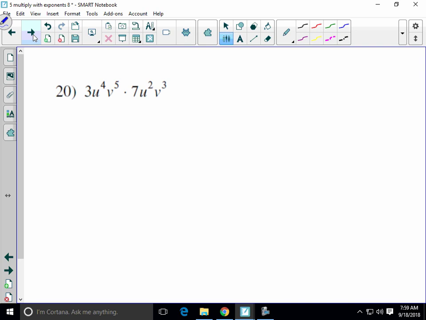Okay, and here's one more that we'll do together. Coefficients first. 3 times 7 is 21. U to the fourth times u to the second would be u to the sixth. V to the fifth times v to the third would be v to the eighth. Okay, so just as a review, when you're multiplying, you can only do the like bases. Like the v's were the same base, and then you add the exponents. If there's no exponent, think of it as an exponent of 1.